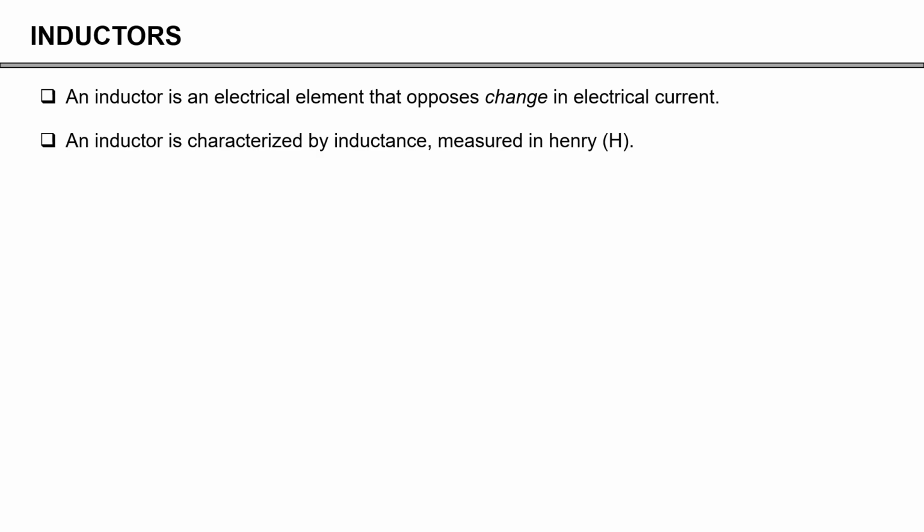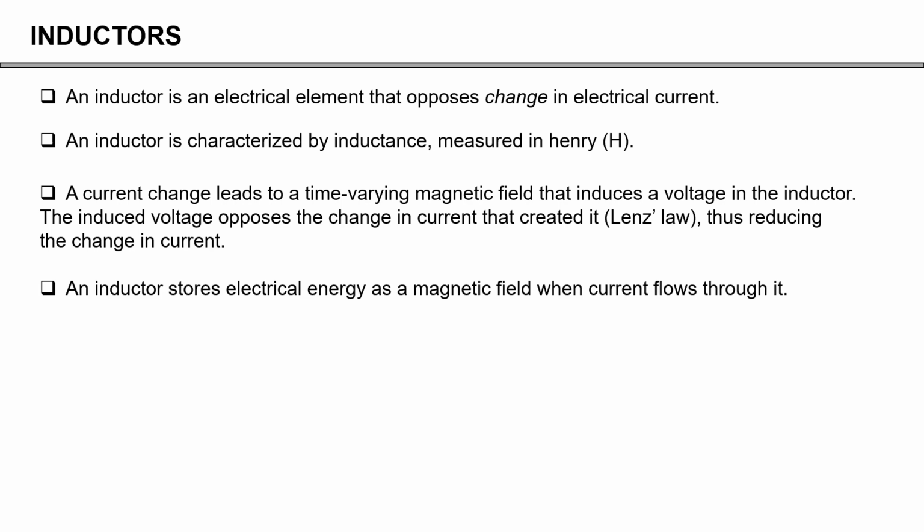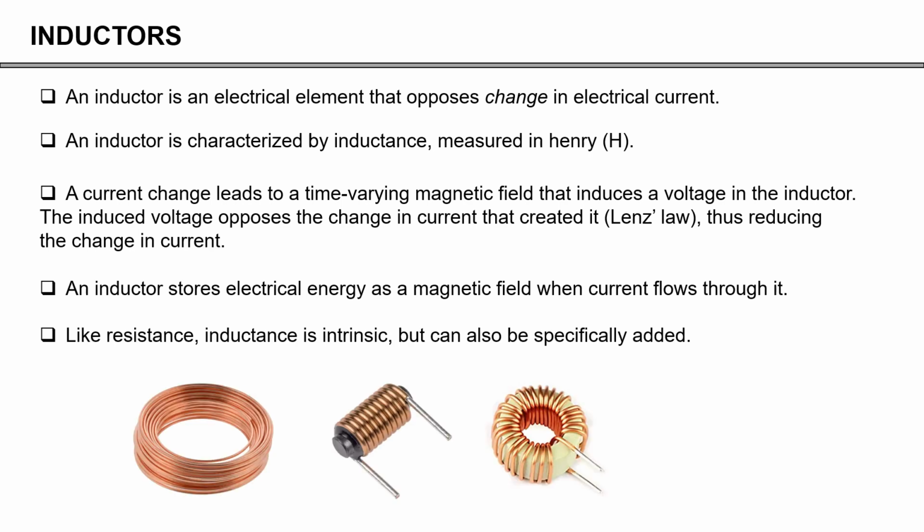An inductor is characterized by inductance, and that is measured in Henry or millihenry or microhenry. So basically, if you have a current change, then that will lead to a time-varying magnetic field that induces a voltage in the inductor. And this voltage opposes the change in current that created it. This is Lenz's law, and therefore the combination of these two then reduces the change in current.